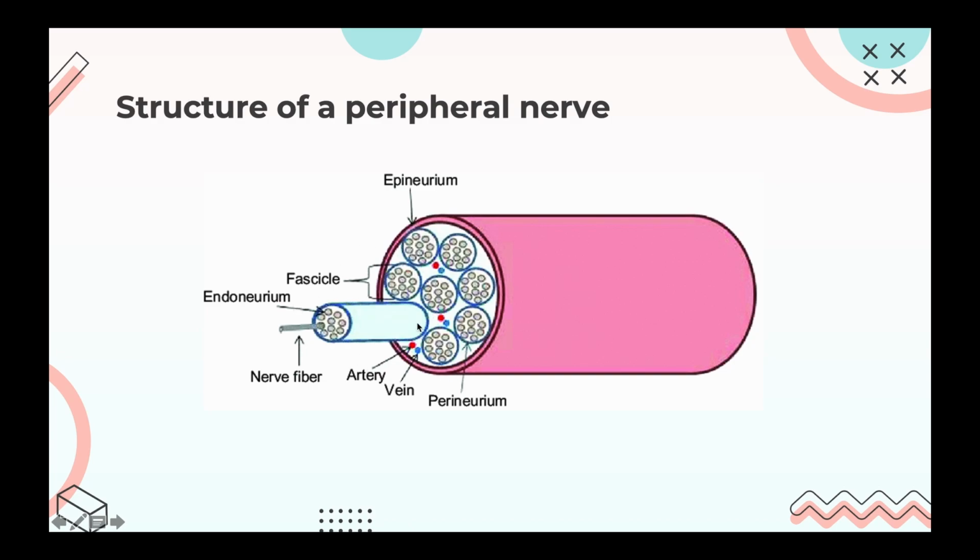Nerves also contain very small arteries and veins, although the biggest arteries and veins are typically located alongside a nerve and not inside the nerve itself. These are just to supply blood alongside the small nerve cells.